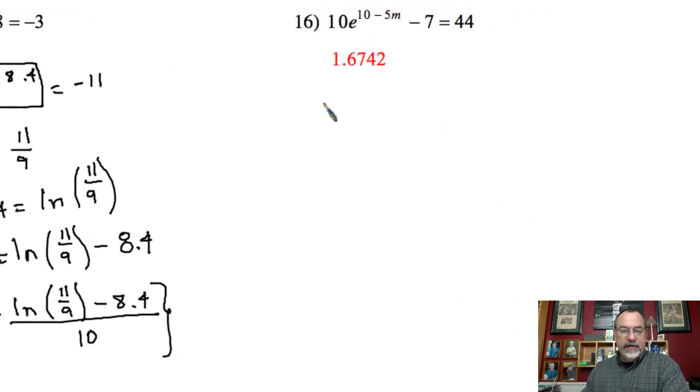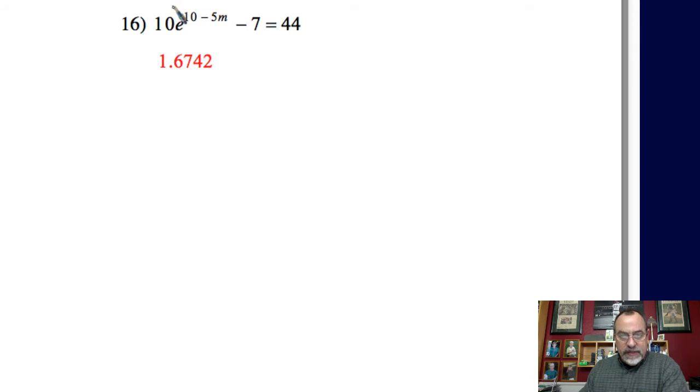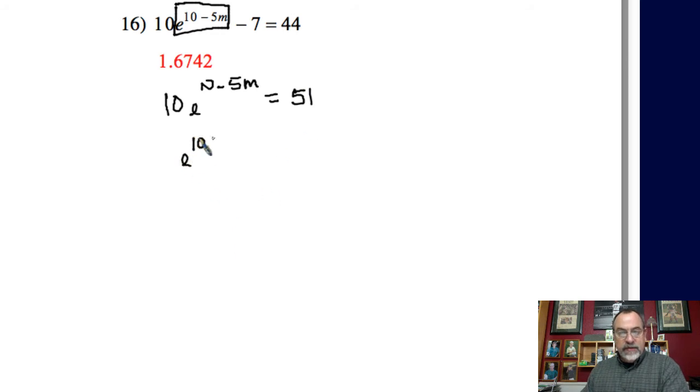All right, so we'll just do number 16 here. So again, the term I'm trying to isolate, or the term that has my variable, is right here, so I'm going to isolate that one. 10e to the 10 minus 5m, and I'm going to add 7 to both sides, so that's going to be 51. Now this is e to the 10 minus 5m. Again, this is what I'm trying to isolate, so I'm going to divide by 10. Now 51 divided by 10 comes out even, 5.1, so I'm going to go ahead and do that.